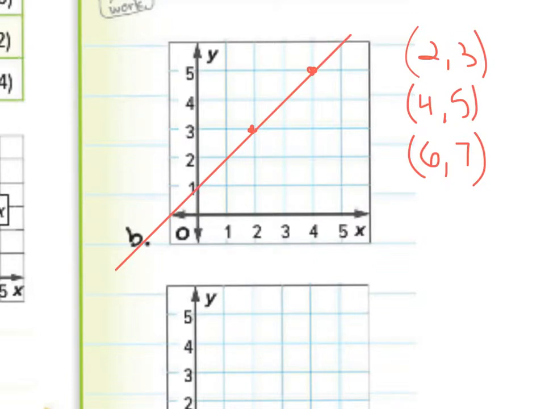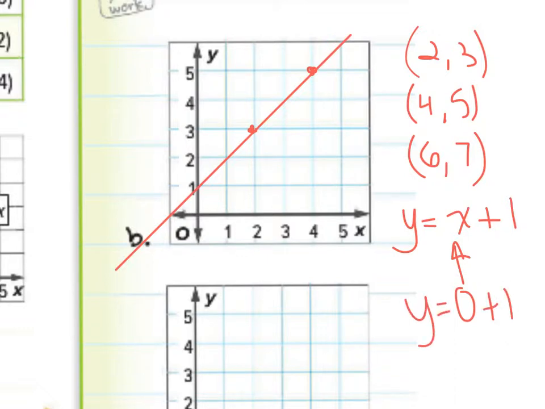Because my equation is y equals x plus 1. If x were 0, no value, I still have a 1. My y still equals 1. So no matter what, when x is 0, my y is still 1. So I'm not starting at 0, 0. I'm starting at 0, 1. And this is what we call a y-intercept. It's intercepting the y-axis.